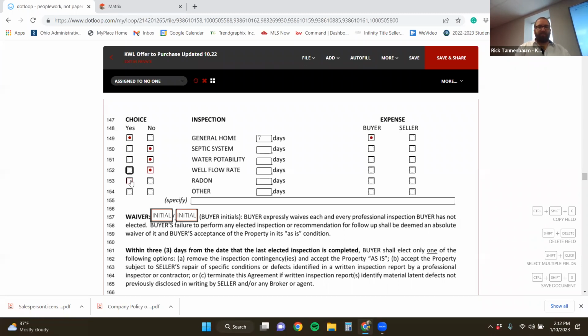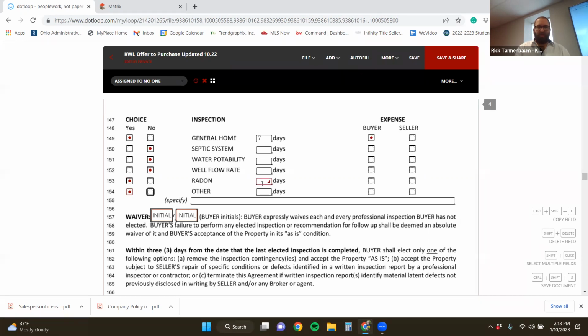Radon. I always recommend my clients check for radon. Radon's quite common in Northeast Ohio. It's hit and miss. Your neighbor might have it and you might not. Radon is the second leading cause of lung cancer in the United States, next to smoking. So it's important that they understand that risk, and if they choose not to have it, then that's on them, but we're going to explain to them the importance of it.